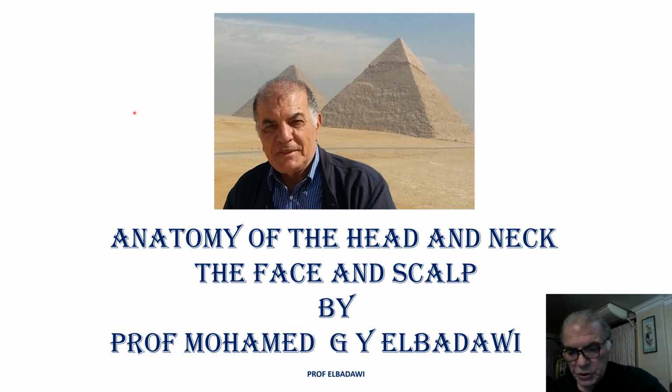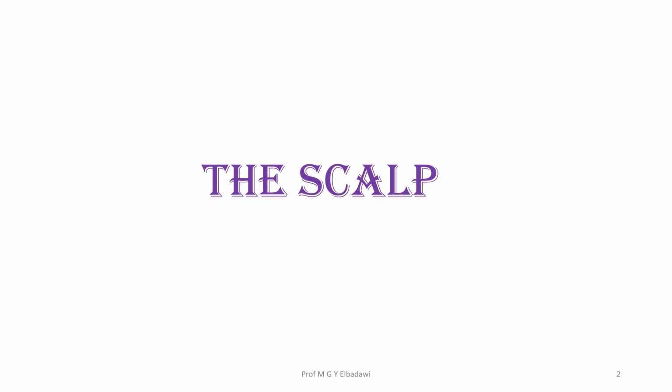In this session, which is supposed to be the first session of the head and neck, we are going to describe the anatomy of the scalp and the face, the muscles found, the nerves, and the blood supply of each. Let's start with the scalp.